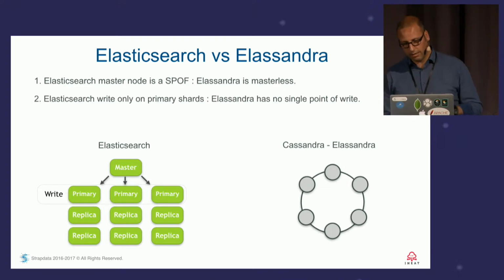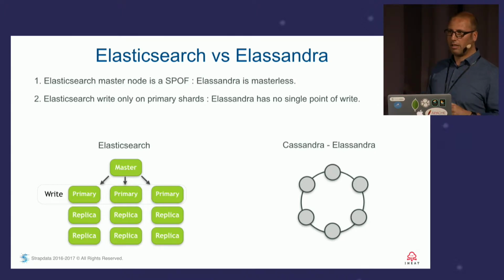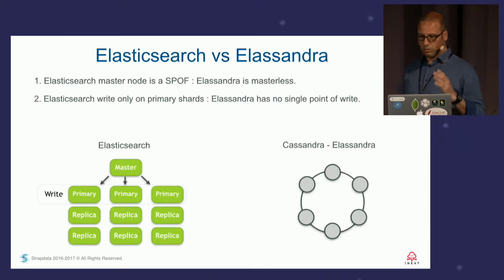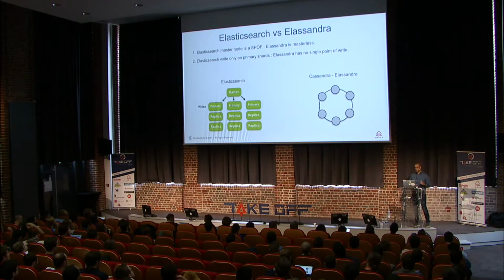The second point is that in Elasticsearch, when you do a write, it goes to primary shards. Primary shards are dedicated to getting write operations, and then primary shards are replicated to read-only replicas. So when you lose a primary shard, you can't write on that primary for about 90 seconds, because the cluster has to move the role of a replica to a primary shard. In Cassandra, every node can take writes, so you don't have any write single point of failure because you can write on all nodes.